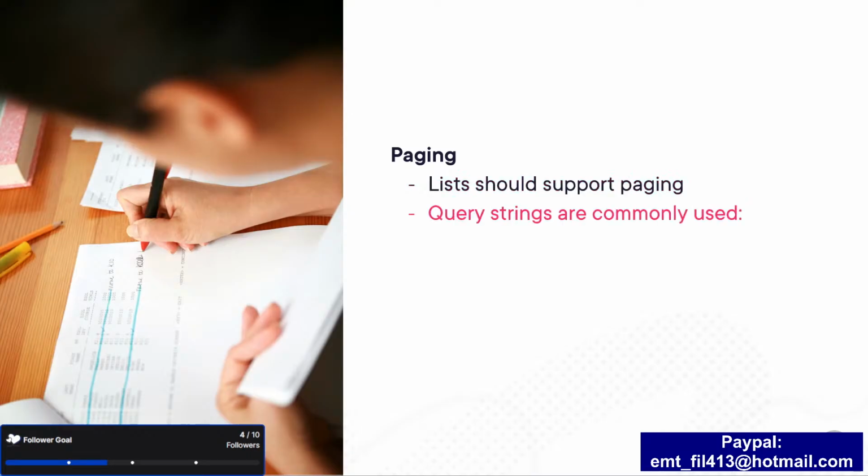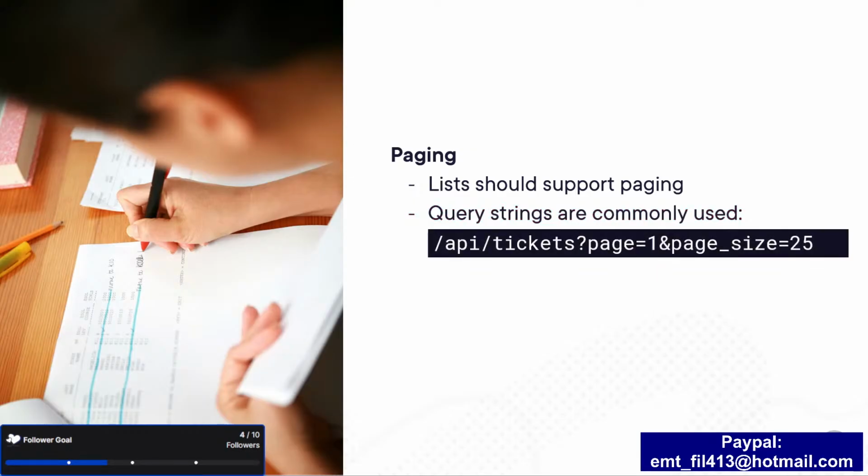Using query strings for paging is a pretty common approach. You can see here where in our tickets, we could specify what page, one being the first page, and how big I want each page. Now, the page size really depends on your API, and it's something you want to think about when you're doing the design. Maybe you always want to have a fixed page size.